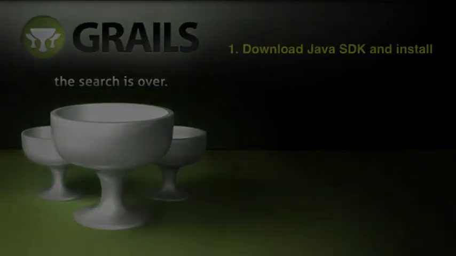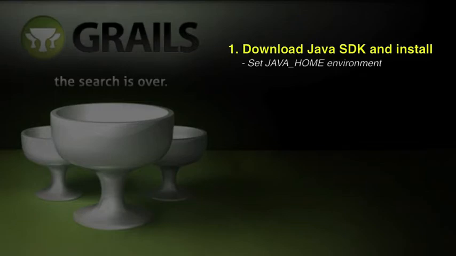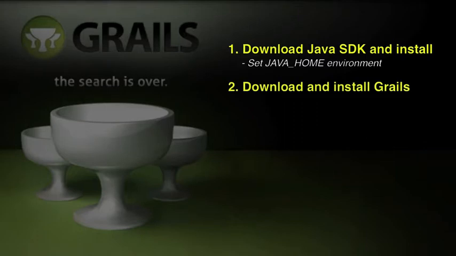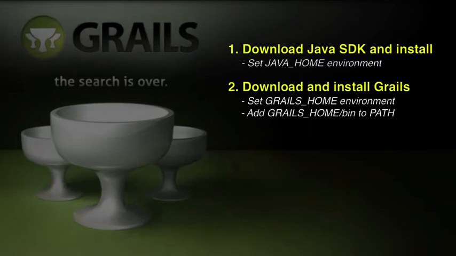The first thing you need to do is download the Java SDK and install it, and make sure you set the Java home environment variable. After that, you can download and install Grails from grails.org. Once you unload the zipped file into a folder, make sure that you set the Grails home environment variable, and also make sure you add the Grails home bin folder into your path so that you can run the Grails command. Finally, let's test it to make sure that it is working properly.